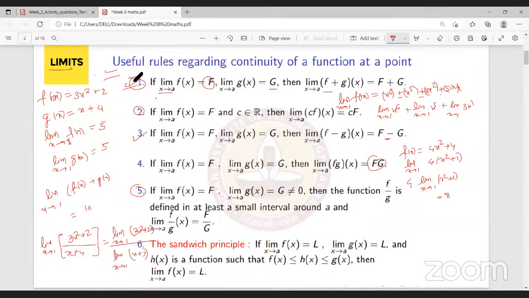I think everyone is clear with that, right? From 1 to 5, any doubt in properties 1 to 5? No, sir.